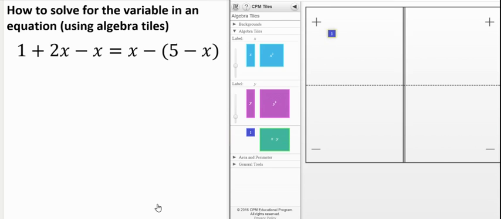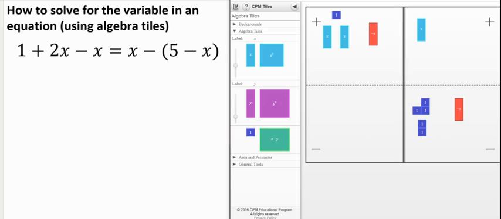On the right, I have 1 unit, and then plus 2x, so that's 2 x's. And then negative x means it's an x, but a red one. Okay, other side, I have an x. And then remember, whenever I have the minus and then the parentheses right here, that means those tiles are going to go in the bottom section, in the opposite section. So I get out 5 units down here, and then I have a negative x tile.